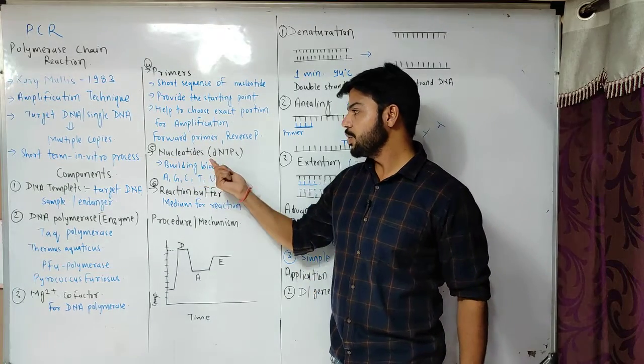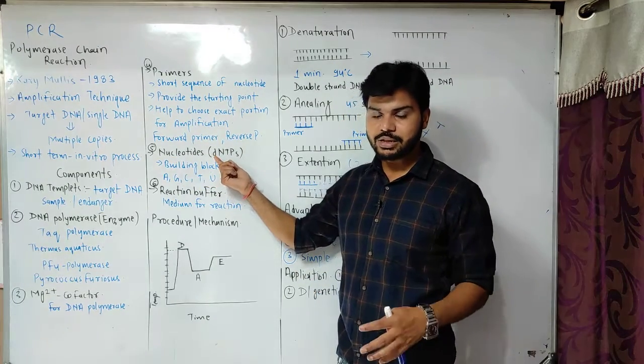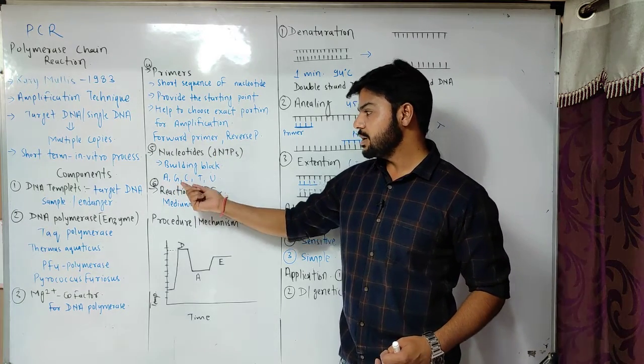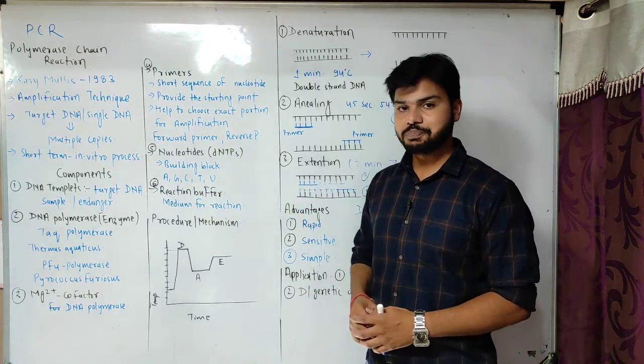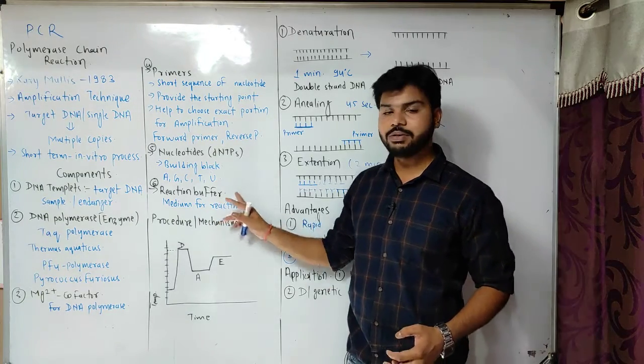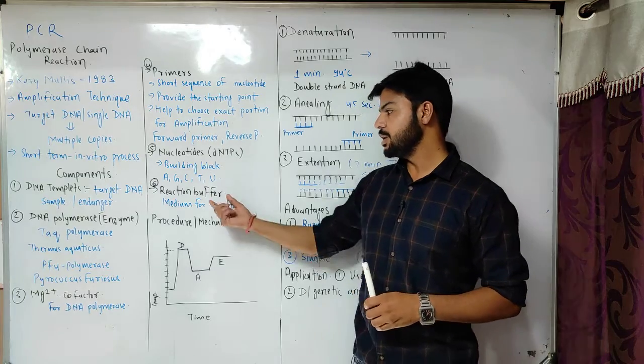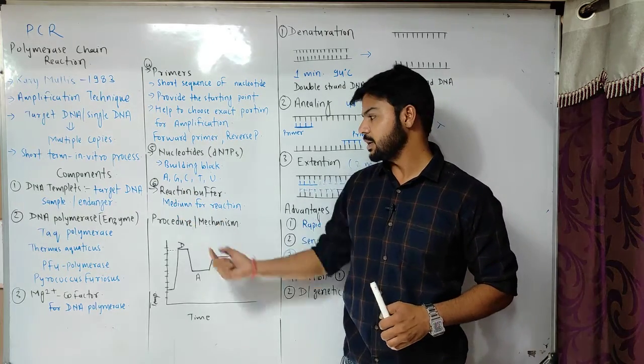Now we'll talk about the nucleotides. What is a nucleotide? These are the building blocks for DNA synthesis, like adenine, guanine, cytosine, thymine, uracil. Now the next is the reaction buffer. For the overall reaction there is a requirement of a medium, so we utilize a buffer, which we call the reaction buffer.